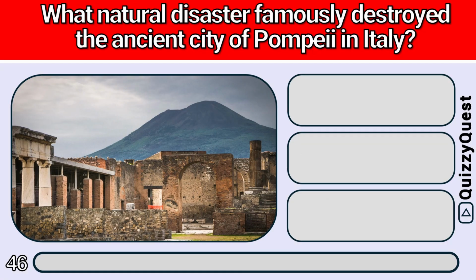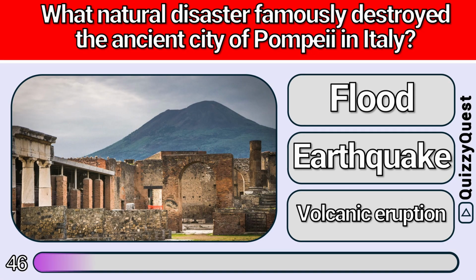What natural disaster famously destroyed the ancient city of Pompeii in Italy? Is it A, flood, B, earthquake, or C, volcanic eruption? It is C, volcanic eruption.